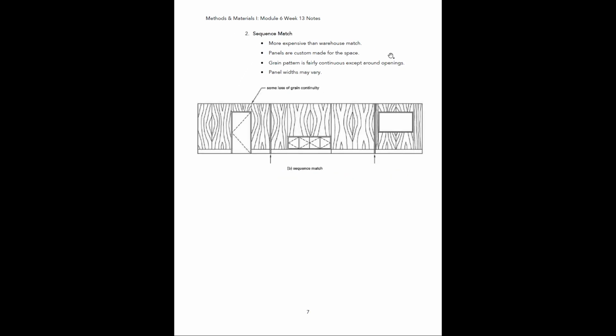All right, the next one is going to be a sequence match. This one is more expensive than a warehouse match, and all the panels are going to be custom made for the space. Right, so they're actually going in and measuring and planning it out based on the space. You're not just buying something stock that's pre-made like you are with the warehouse method. The grain pattern is going to be fairly continuous except for around openings. So as you can see, the whole way around this room, the grain pattern is pretty consistent. Even in the corners, usually you can get a pretty consistent look as you're transitioning.